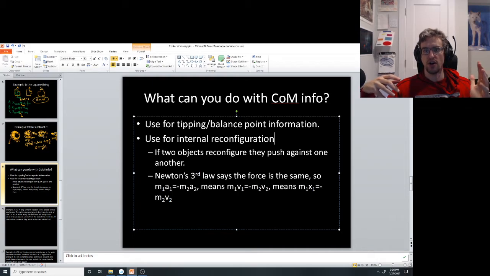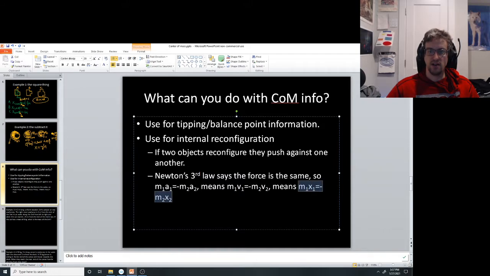Newton's third law says that the force in each of them is equal and opposite. So the mass of one times acceleration of one is equal to negative mass of two times acceleration of two, which means the velocities have to interact, which means the displacements have to interact. And we actually get m1 x1 is equal to negative m2 x2. Oops, that should be an x2.